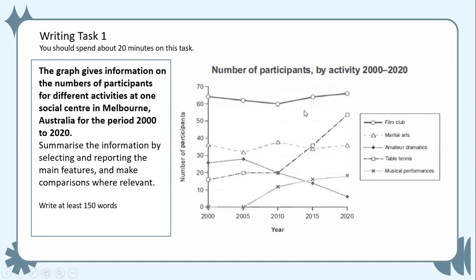As you can see in the graph, the horizontal line depicts years from 2000 to 2020, and the vertical line represents the number of participants. There are 5 different activities like film club, martial arts, amateur dramatics, table tennis, and musical performances.